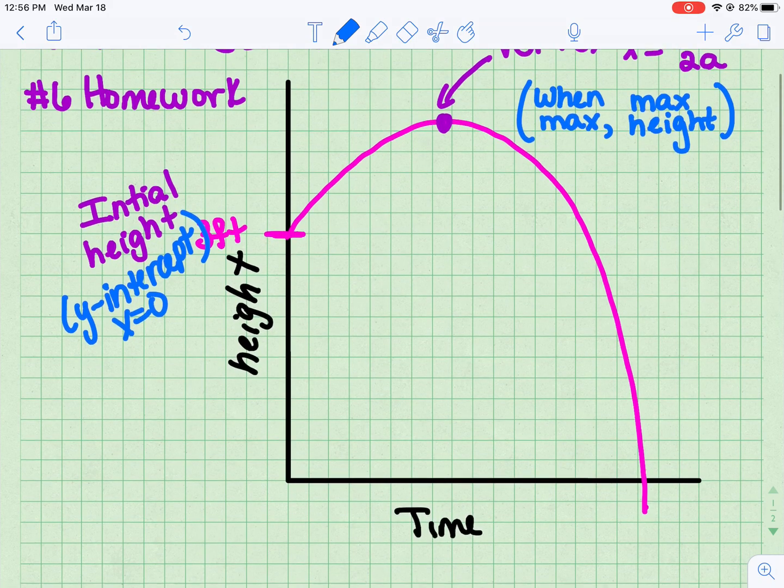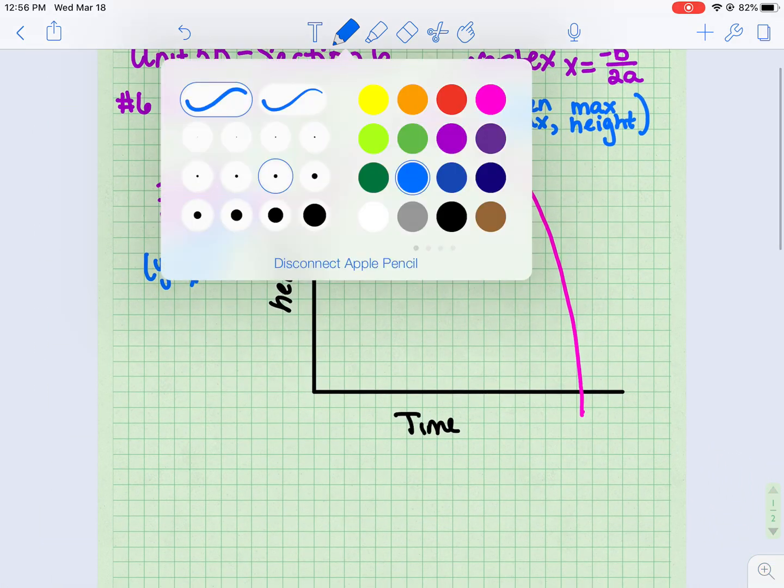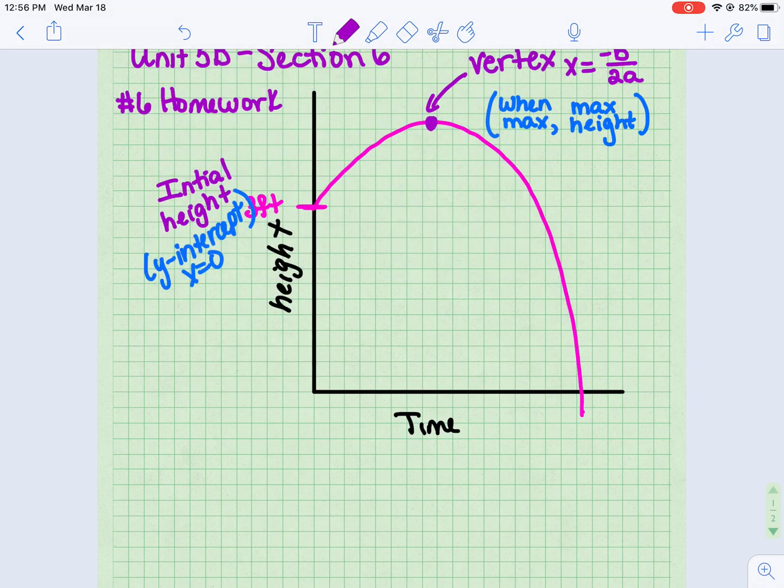Now, here's the big idea that we've been talking about the entire lesson, all of 5B. A lot's happened since then, but that's this point right here. And this is when the parabola crosses the x-axis.